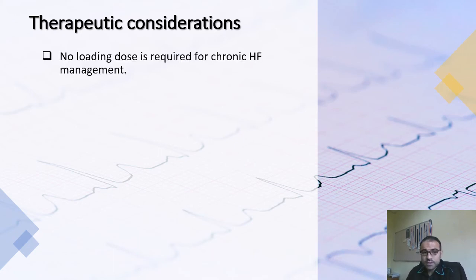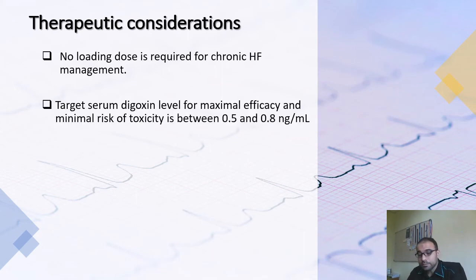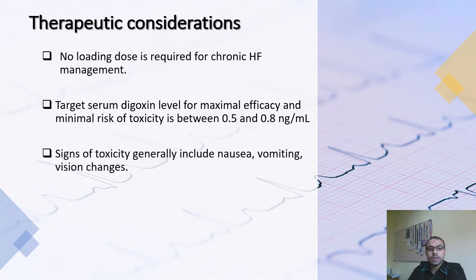Digoxin is a very popular cardiovascular medication. It is well known that digoxin has a narrow therapeutic index, with dosing recommendations including a loading dose and maintenance dose. But in chronic heart failure, no loading dose is needed, but you have to keep the serum digoxin level within a safe limit. The safe limit that minimizes the risk of toxicity is between 0.5 and 0.8 nanogram per ml. The signs of toxicity are nausea, vomiting, and visual changes, and many more.